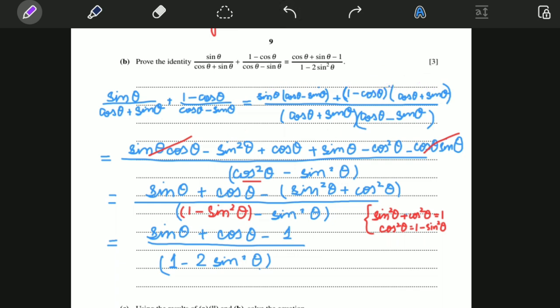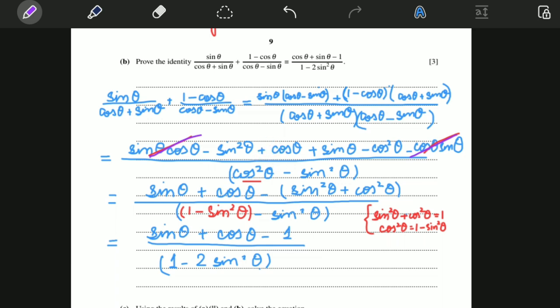This is it. Now the denominator. You know that (a plus b) into (a minus b) is equal to a square minus b square. So in this case, (cos theta plus sin theta) into (cos theta minus sin theta) will give you cos square theta minus sin square theta. Now simplifying some of it, these two terms will be cancelled, because sin theta cos theta and cos theta sin theta are the same thing. Sorry, so these two will be cancelled.